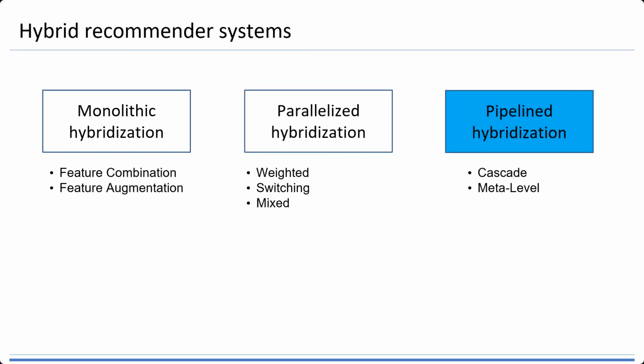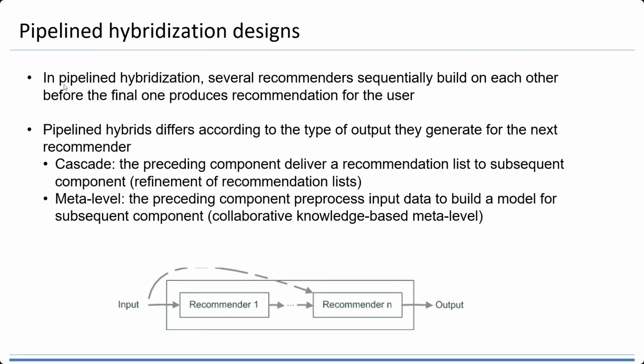Okay. The last one is pipeline hybridization. So there are two methods. We call it cascade and meta level. Pipeline, as the word says, is like a pipe. Several recommenders sequentially build on each other before the final one produces recommendations for the users. So we have recommendation one, and then it goes to recommendation two, it goes to recommendation three, it then goes to the output.